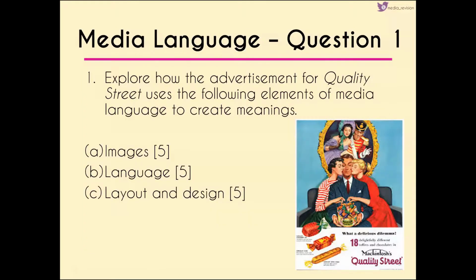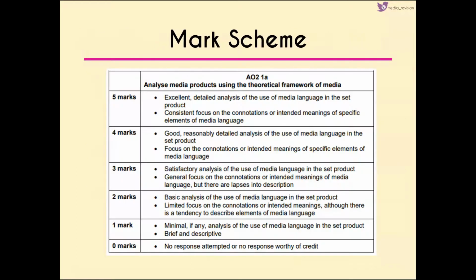Question 1 then, explore how the advertisement for Quality Street uses the following elements of media language to create meanings: images, language, layout and design. Now this is the mark scheme here. It's split into 5 bands, okay? So it's basically a mark per band. That top level is not unachievable. It's not unachievable for any of you guys, okay?